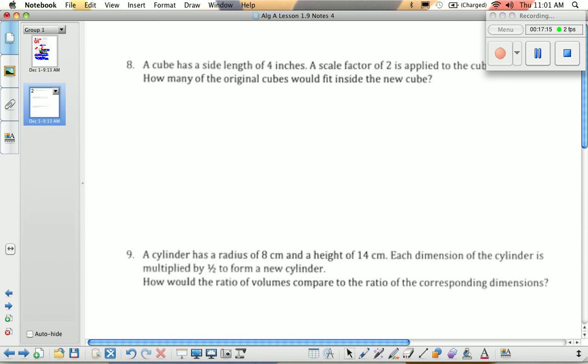Well, I think the first thing you want to always do is say, do I know the scale factor? Yes. What is our scale factor? 2.